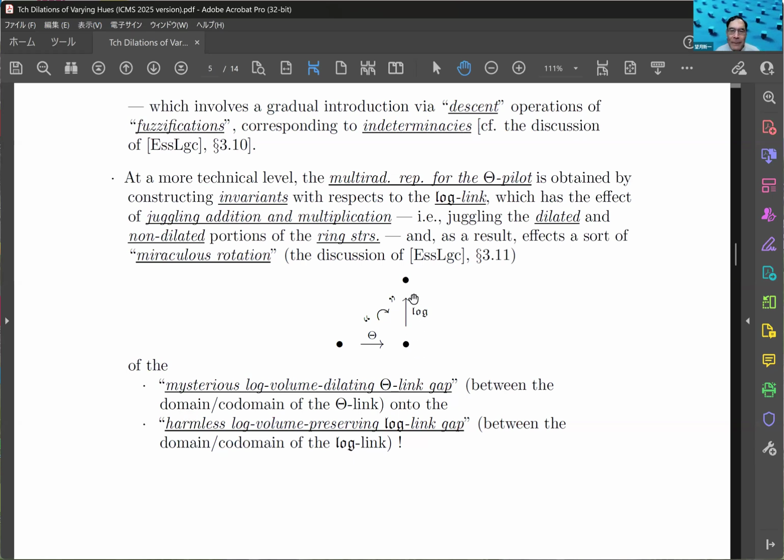So the p-adic logarithm preserves log volume. The log volume is just the natural log of the positive real number given by the volume. So anyway, the point is that I want to go through all these aspects of IUT briefly because they correspond to two interesting aspects of the theory of GT.